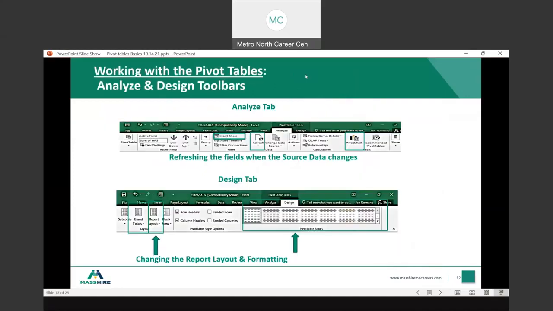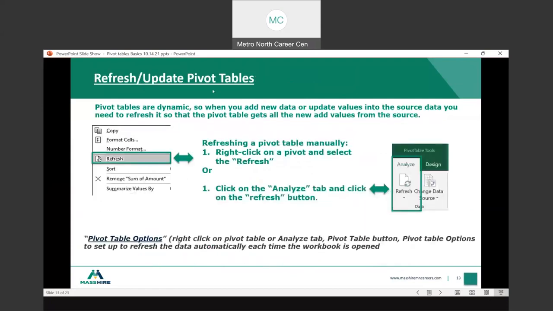Remember, you're working with your design and analyze toolbars when you need them. You can refresh and update your pivot tables. Your pivot tables are dynamic, so when you update a value or add a column or a row like I showed you, it doesn't automatically refresh the pivot table. You need to go and refresh.